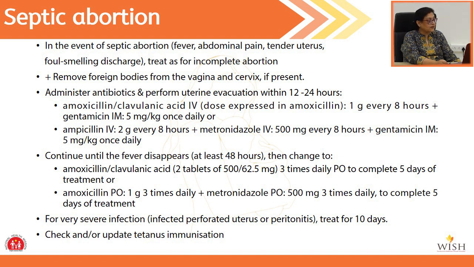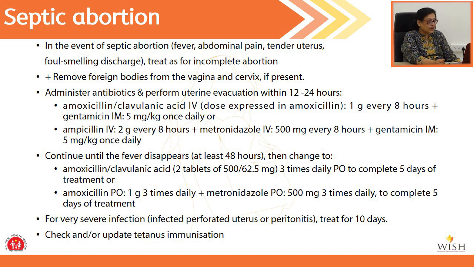If you're suspecting that it was induced with some illegal means and there is the presence of any foreign bodies in the vagina and cervix, remove them. Administer antibiotics. Now the antibiotics that are recommended are amoxicillin clavulanic acid plus gentamicin, or ampicillin, metronidazole plus gentamicin in the doses that we usually give.